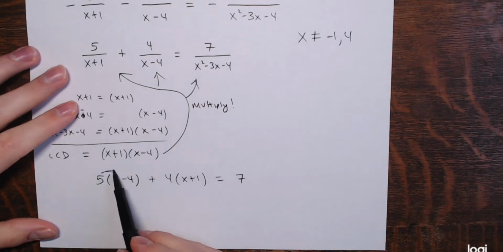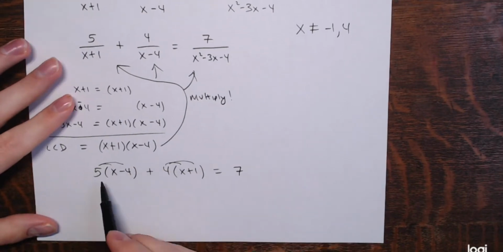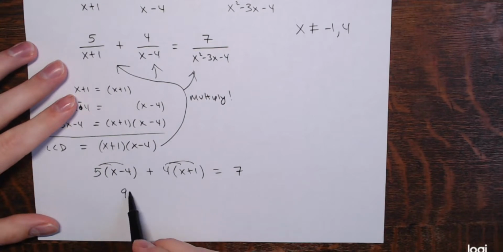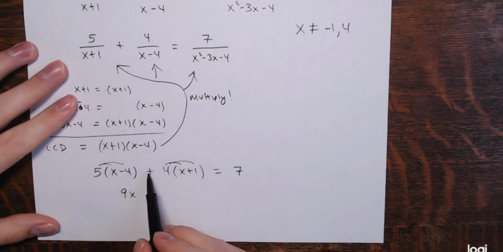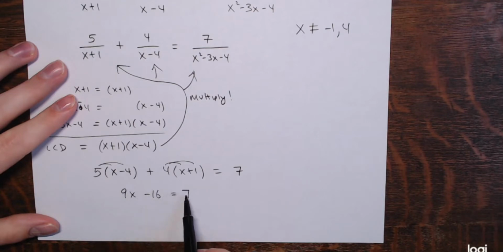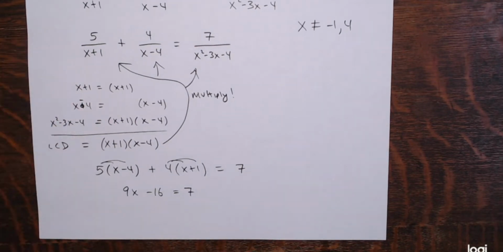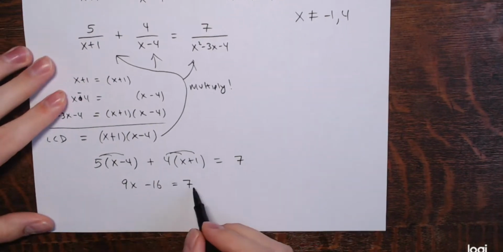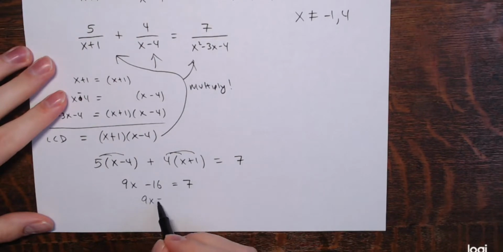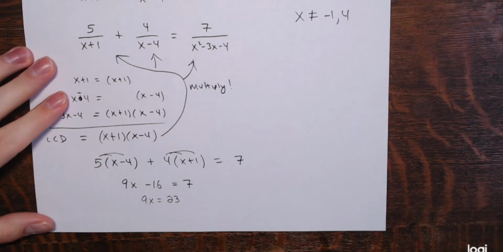We distribute the 5 here, the 4 here. 5x plus 4x is 9x. Then we have negative 20 plus 4, that'd be negative 16. So the left side is 9x minus 16 after combining like terms. And then equals 7. Then I'm adding 16, get 9x equals 23. 7 plus 16. And then dividing by 9, x equals 23/9. And this is as reduced as that gets.